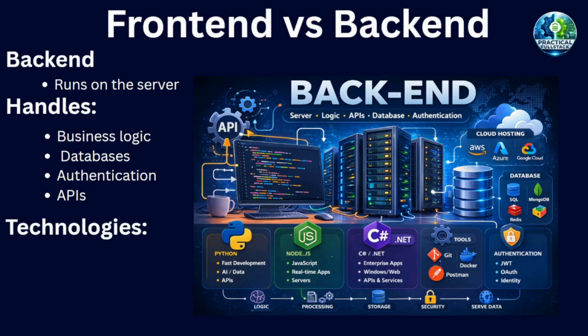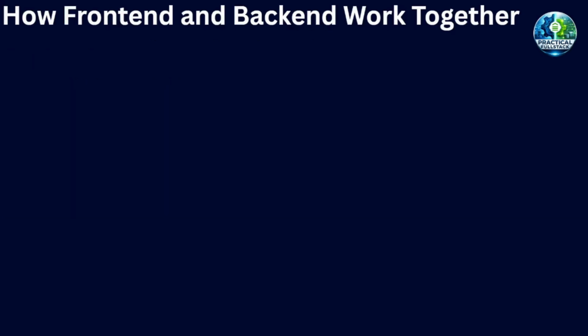To build backend systems, developers use technologies such as C Sharp with .NET, Node.js, and Python, along with various database systems. Together, these technologies allow the server to process requests, manage data, and send responses back to the front end. Now, let's see how the front end and back end work together through a user login example.